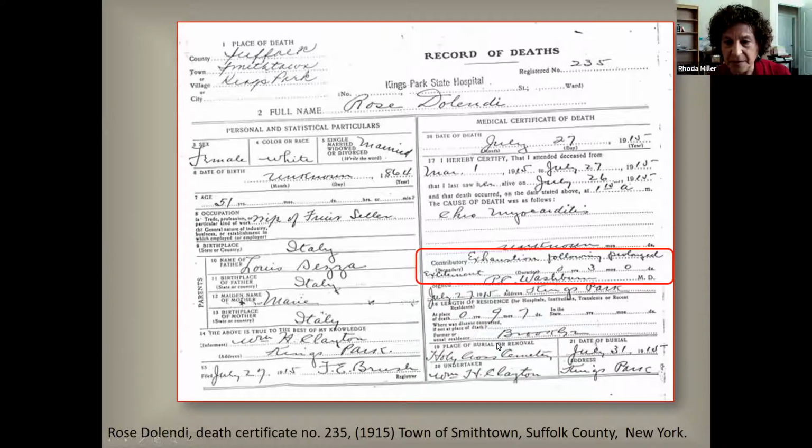But she's buried, the family buried her in the Holy Cross Cemetery, which is also on Long Island. And here we have also the name of the undertaker, William H. Clayton. Now the Clayton Funeral Home still exists in Kings Park, or at least it did when I found this death certificate. And I did call them to see if they had any further records.